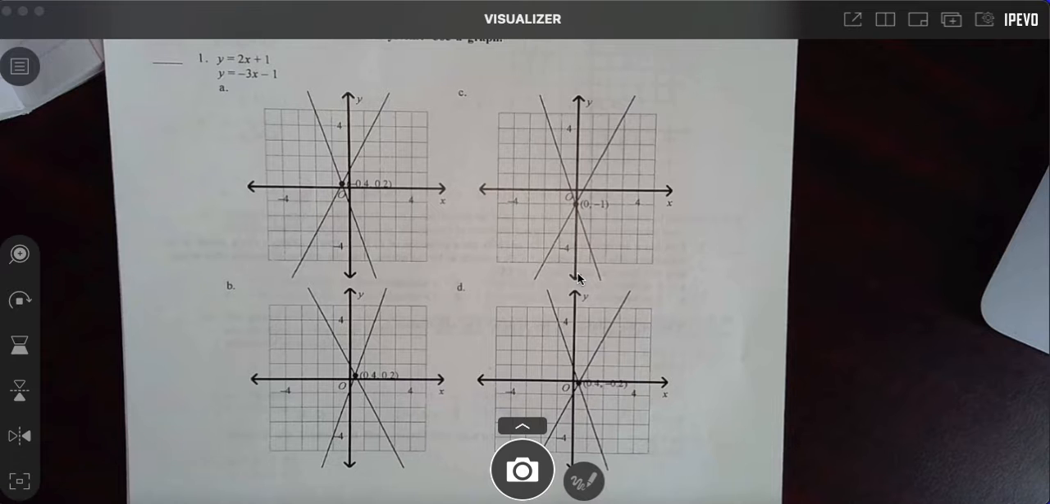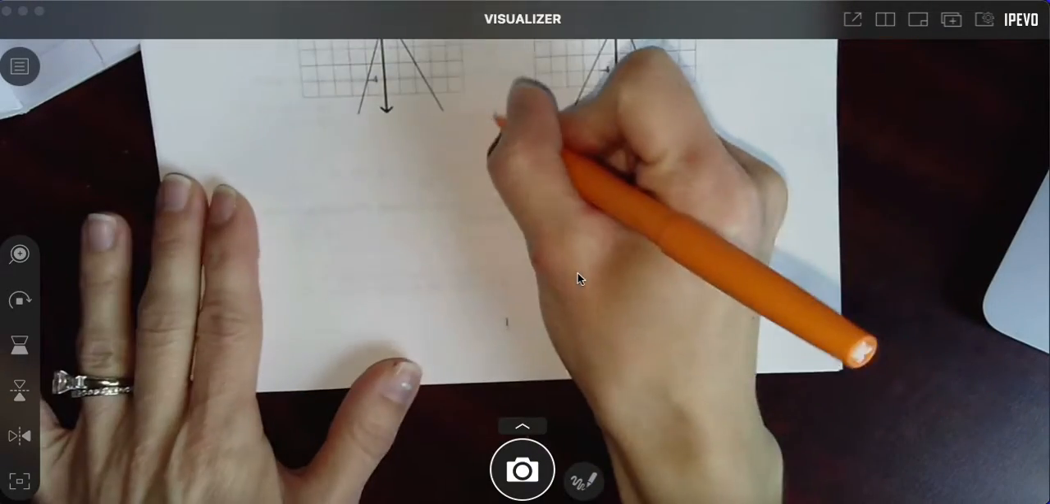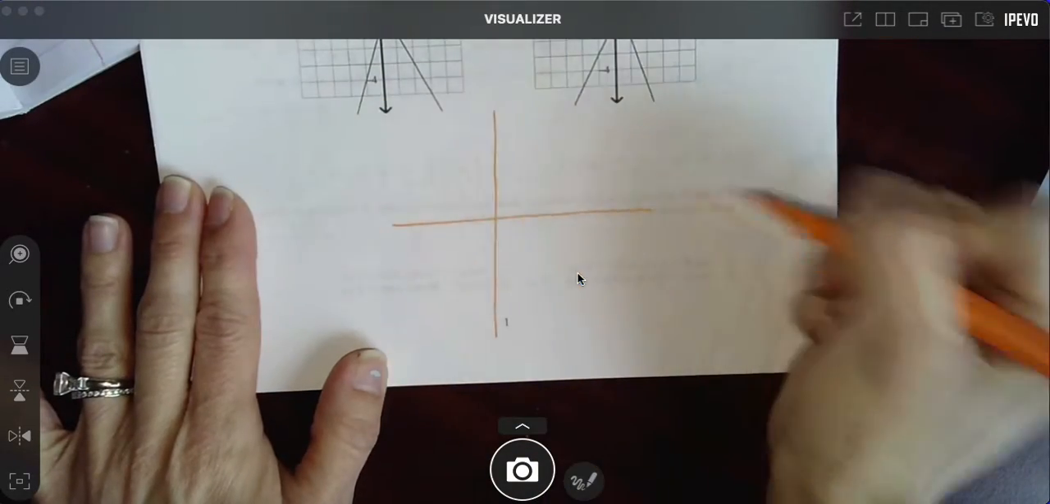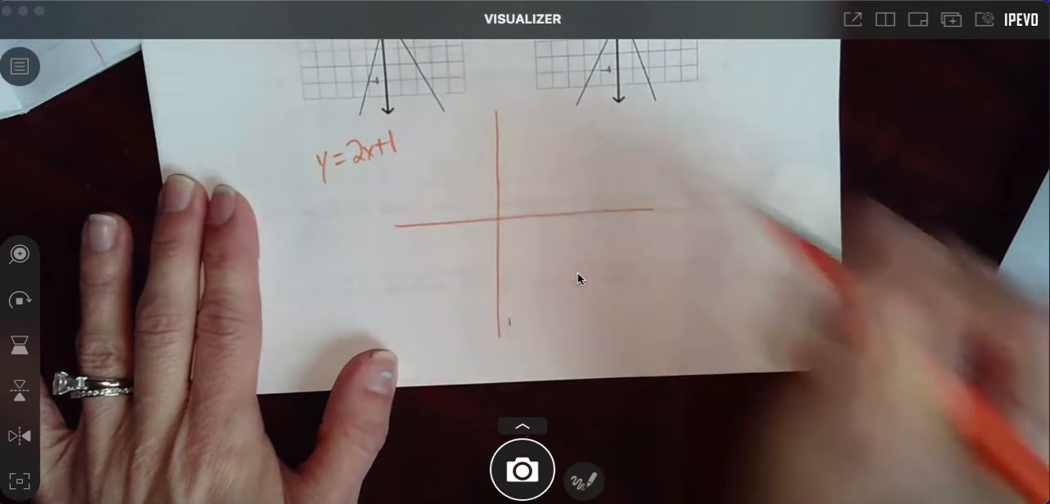On the first one, I find it easier just to graph and then see which one works. You can use your calculator, and your calculator could just give you the answer. So I think what I'm going to do is just draw my graphs down here and see which one looks the same. So my first one says 2x plus 1.